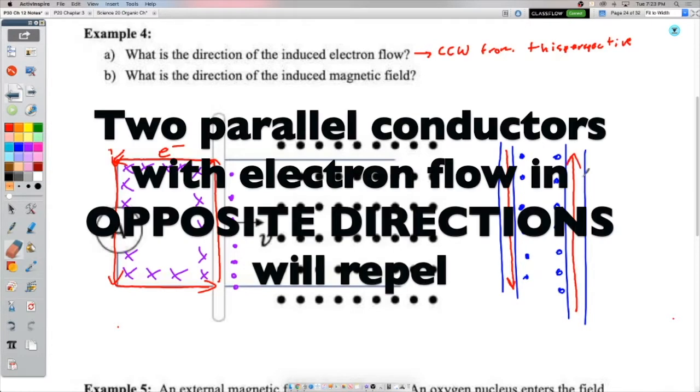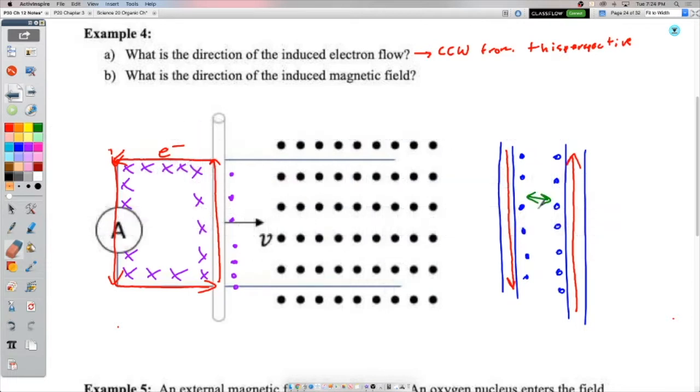So do you remember, with two parallel conductors, how will their magnetic fields interact? They'll interact in such a way that they will repel, right? So we have a similar scenario going on here. We have a magnetic field out of the page and a magnetic field out of the page.